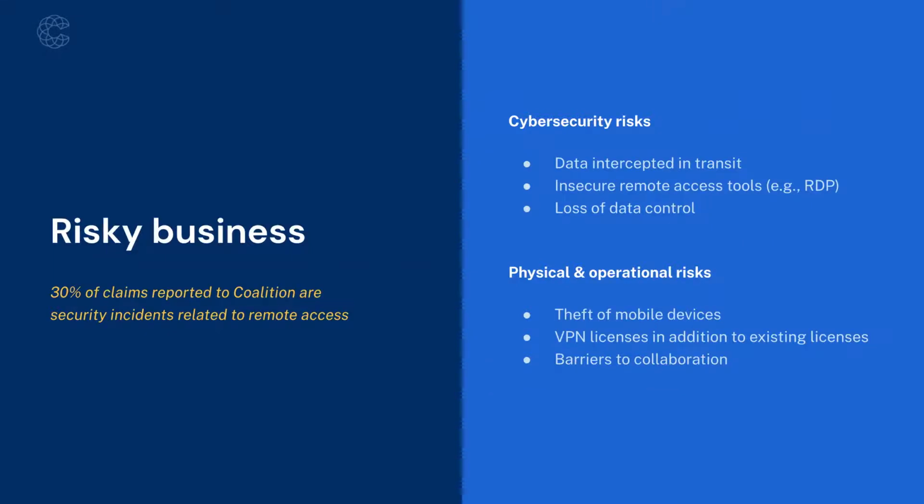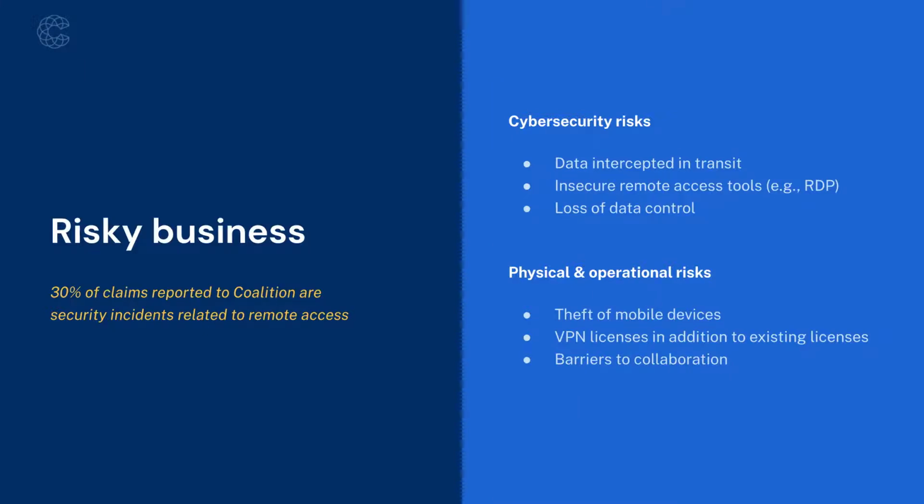To underscore this point, nearly 1/3 of the claims that Coalition has seen, roughly 30%, are related to security incidents which in some way have remote access failures or abuse of remote access capabilities or tools as an underlying cause for the security incident. So definitely something to consider if you are going to support or move into a remote work model.